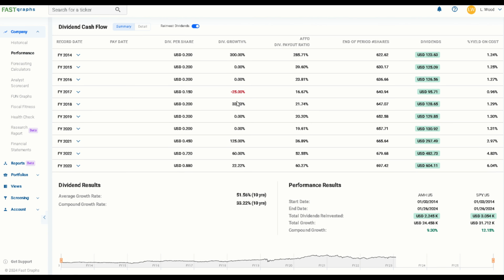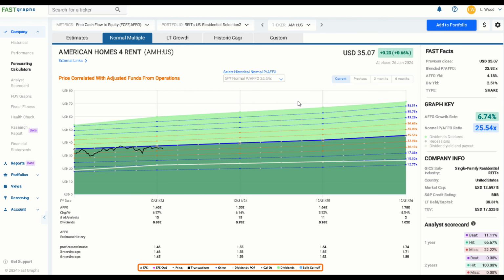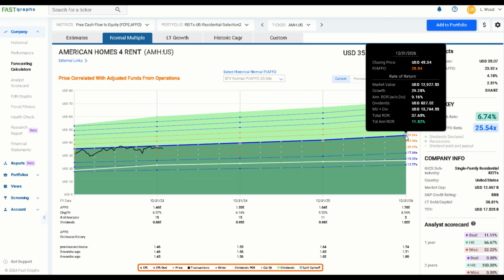Overall performance, we've seen some volatility here in the dividend growth, and it varies quite a bit. So it's a low dividend yield now, but also a couple of years of good growth here. But there's also been years in the past as well with no dividend growth. So do keep that in mind. Forecasting calculators. Normal multiple has been trading at 25 times. I think that's a bit rich.